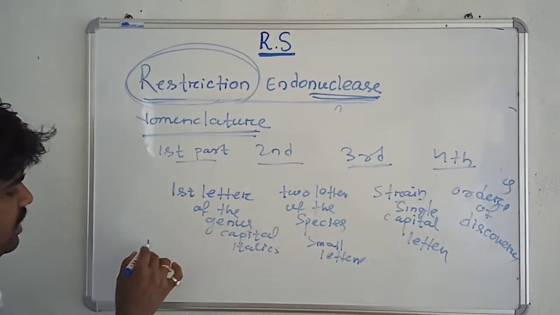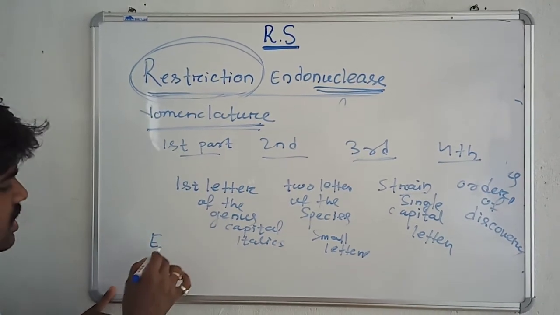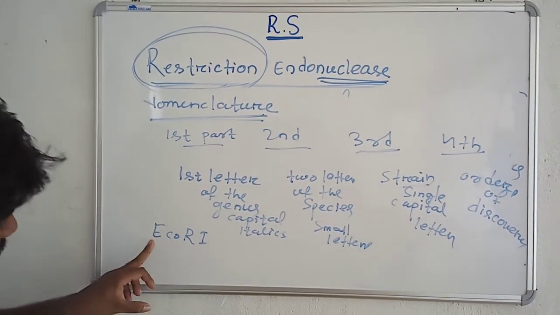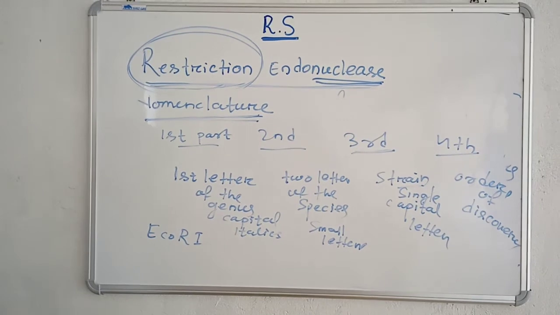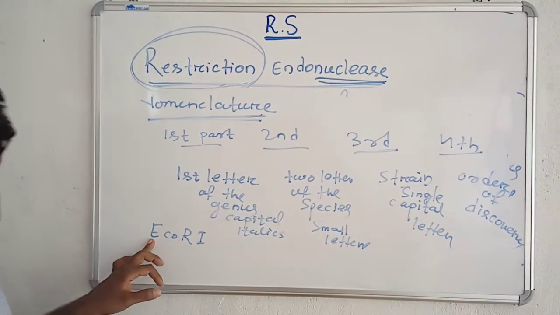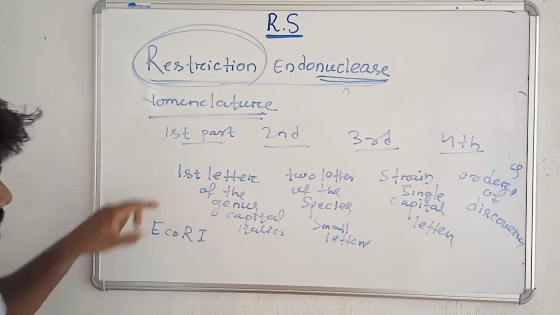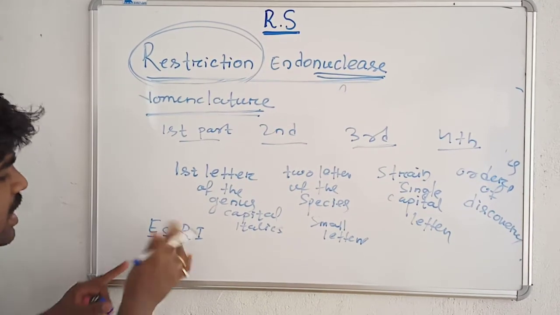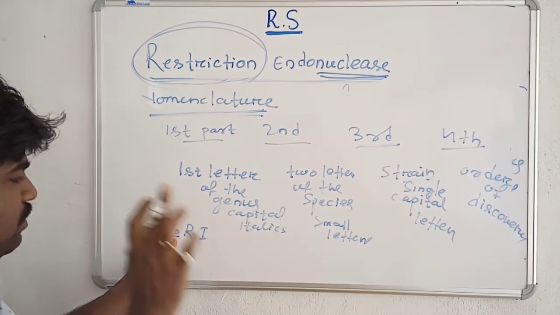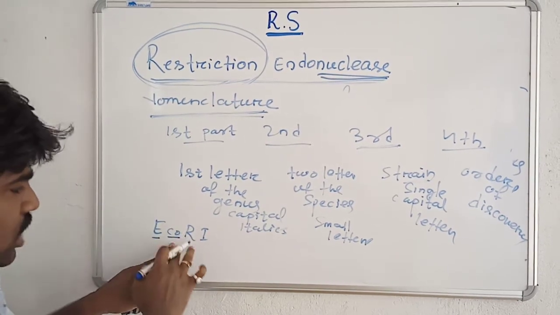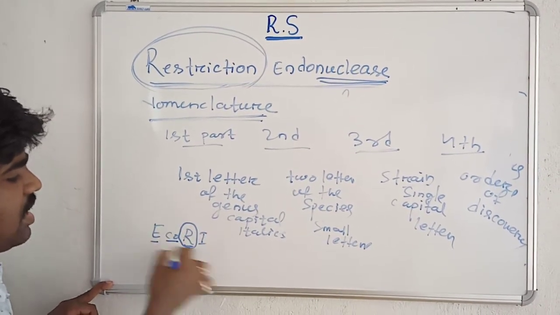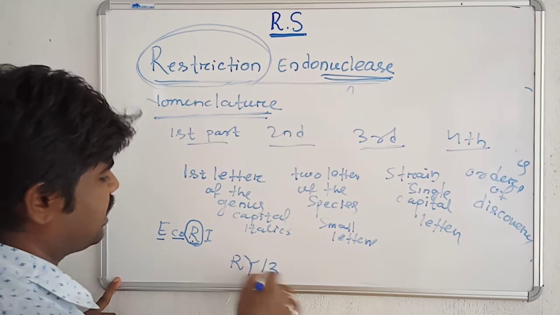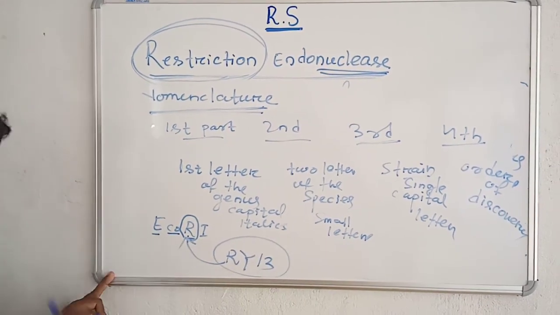I am giving one example, the most common restriction enzyme, EcoRI. How is this naming done? The first letter E is from the genus Escherichia, written in capital. The second part is the first two letters of the species name, from the species coli, Escherichia coli. The third part is the letter R, written in capital. This is the name of the strain, RY13, and from RY13 the R letter comes, right?